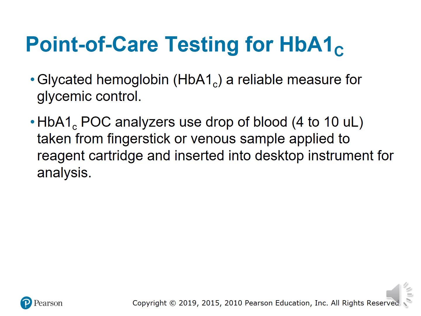Glycated hemoglobin, or HbA1c, is a reliable measure for glycemic control. At HbA1c, POCT analyzers will use a drop of blood, about 4 to 10 microliters, taken from a finger stick, or sometimes we can do a venous blood sample as well, which is applied to a reagent cartridge and inserted into a desktop instrument for analysis.